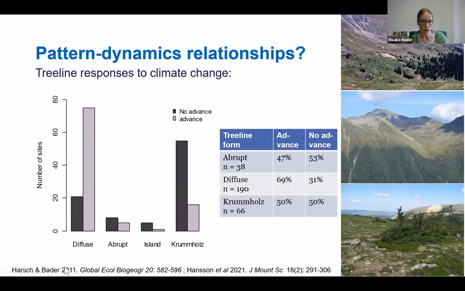This is quite an old paper, about 10 years ago, but a newer paper by Amanda Hansen, where she did another literature review updating this information and used 3 categories for tree line types, also found that the diffuse type showed more advance than no advance. In this case, the advance was defined as a really upward shift, so it had nothing to do with infilling or other types of change that you can see in a tree line ecotone, but really an upward shift of the tree line itself.